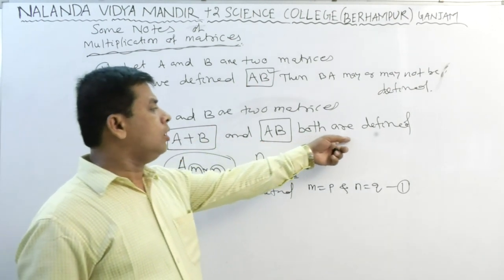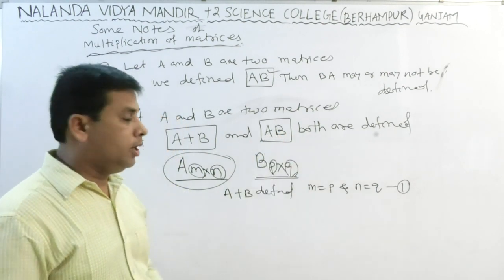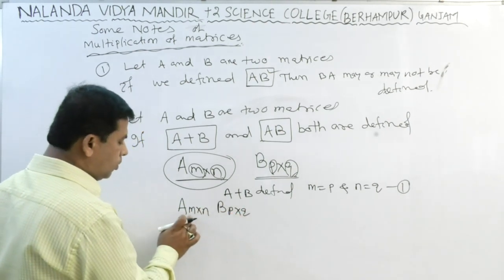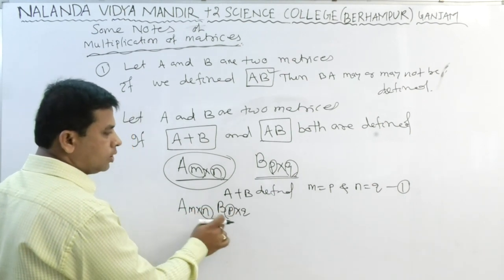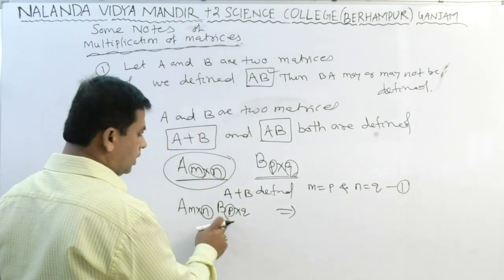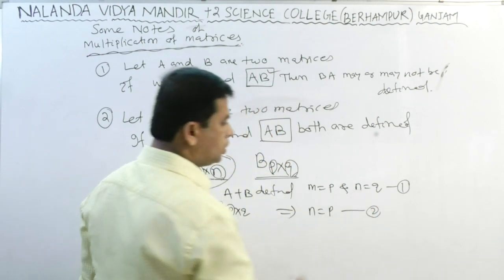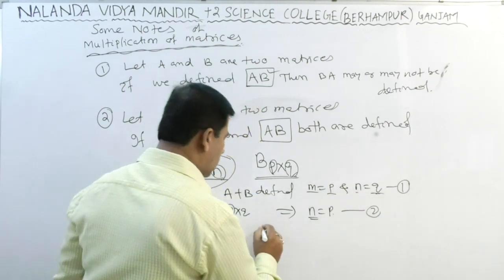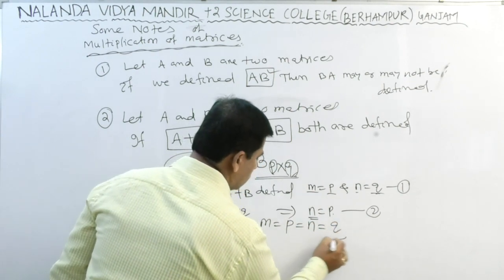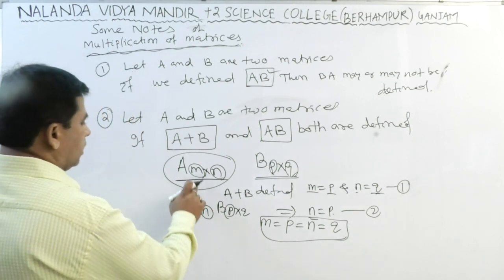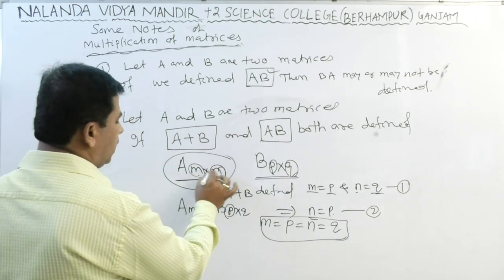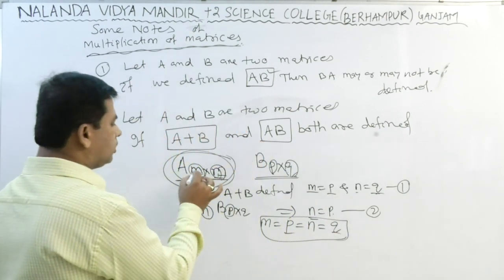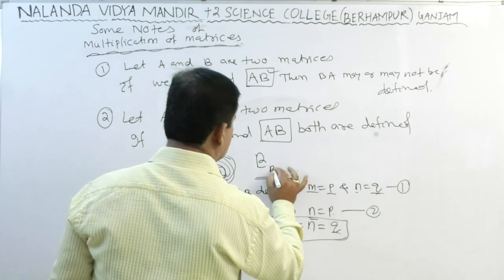Now AB is also defined, meaning we can multiply A with B. The order of A is m cross n and the order of B is p cross q. If we multiply A with B, then n is equal to p. From this we find m is equal to p is equal to n is equal to q. All are the same. That means m and n are the same, so the number of rows and the number of columns are the same. Therefore A is a square matrix. Similarly, B's rows and columns are also the same as m. Therefore B is also m cross m.